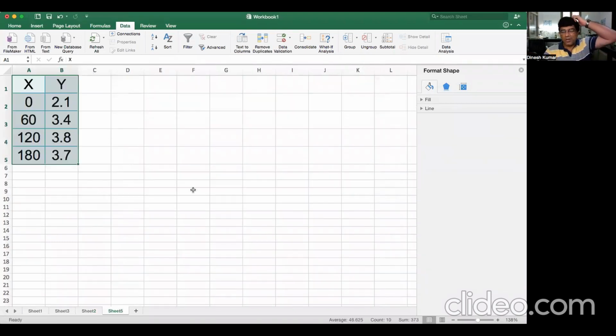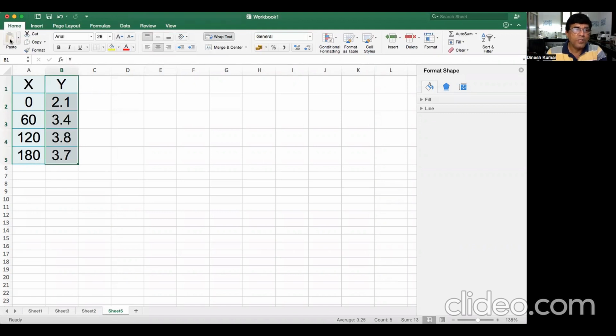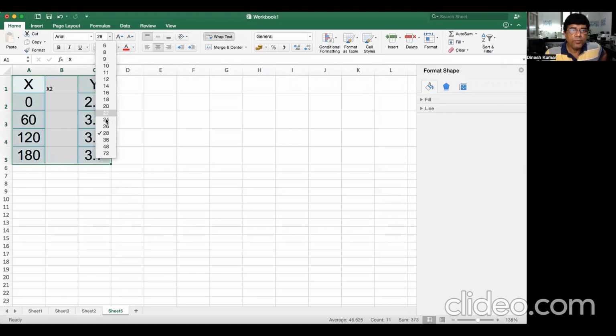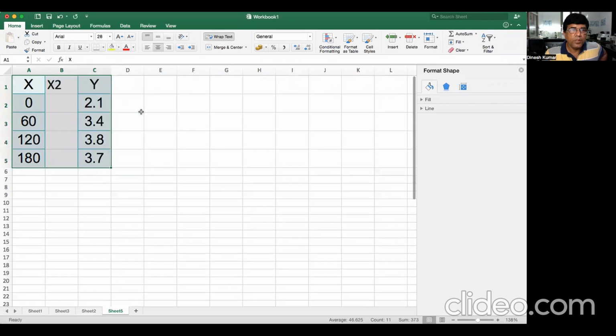Now we go to quadratic relationship. So here you need to do one trick here and cut it, go to the next, paste, and here you need to take one column, that is x square.